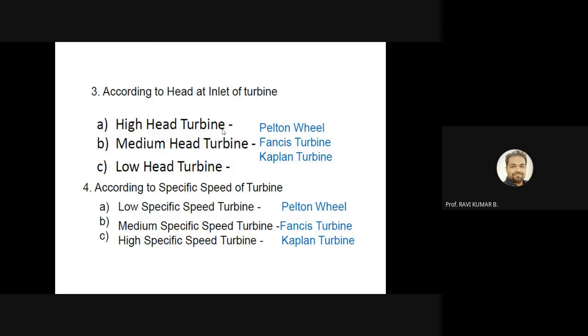Then, according to the head at the inlet of the turbine, you can say high head turbine, which requires high head. That is called the Pelton wheel, because the Pelton wheel is utilizing only the momentum of the flow from the nozzle, so we need the maximum possible head available in the reservoir. If that is less, the power output will be much lower. So the high head turbine is basically the Pelton wheel. Medium head is called the Francis turbine, and low head turbine is called the Kaplan turbine. And according to the specific speed of the turbine, we can say low specific speed turbine, the Pelton wheel, medium specific speed turbine called Francis, and high specific speed turbine called Kaplan turbine. So these are the various classifications.